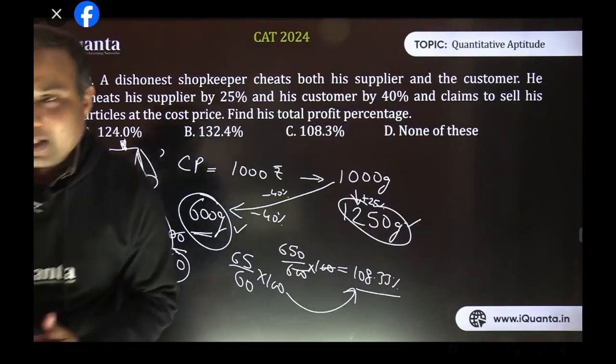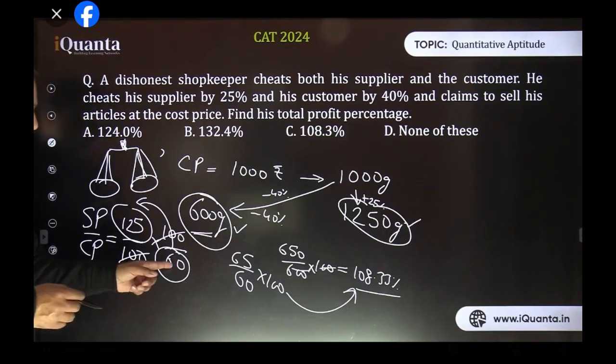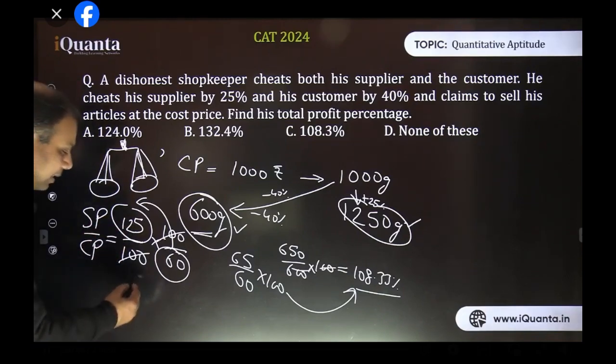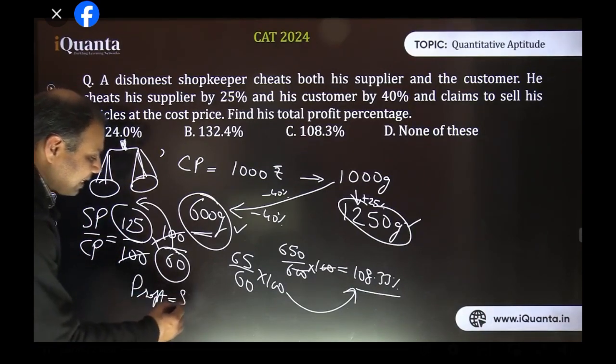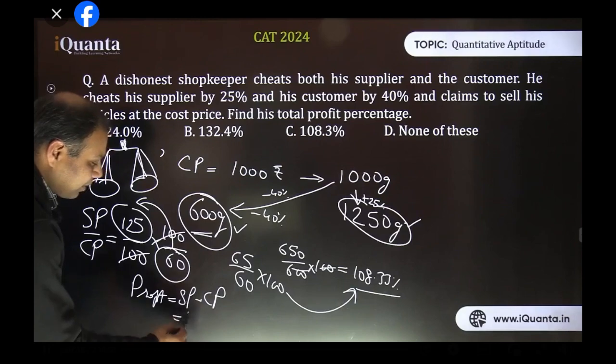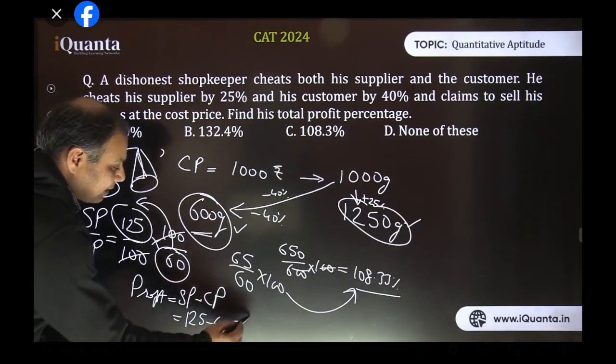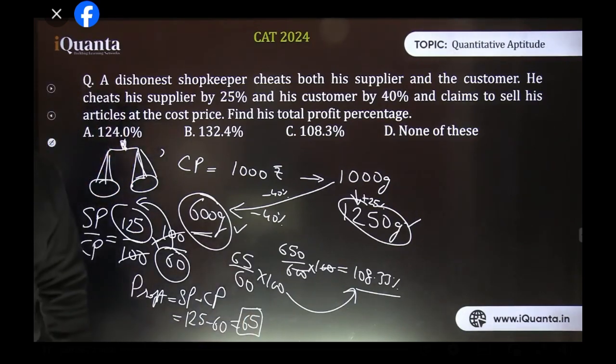Dharni asks, how do you get 65? Dharni, if cost price is 60, selling price is 125, I hope you know that profit is basically selling price minus cost price, isn't it? So 125 minus 60, that profit comes out to be 65. Fine?